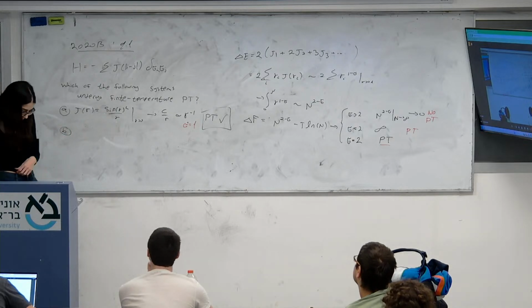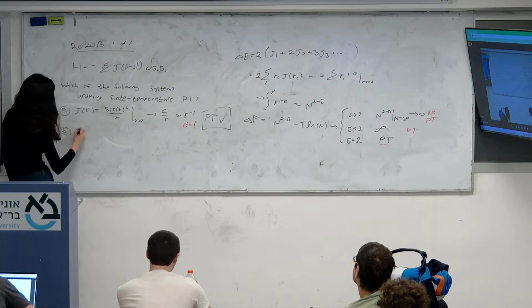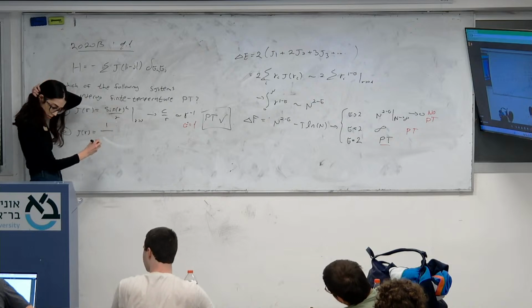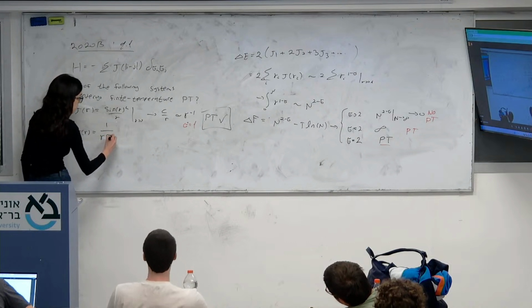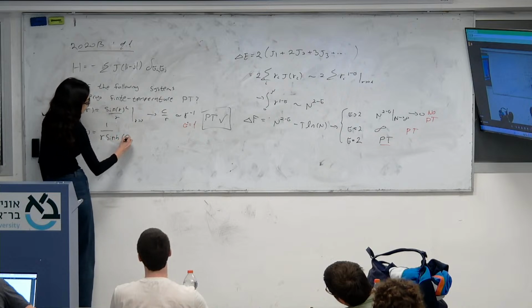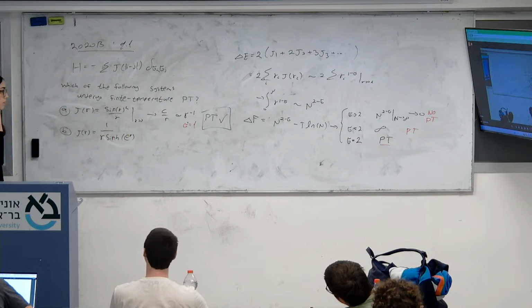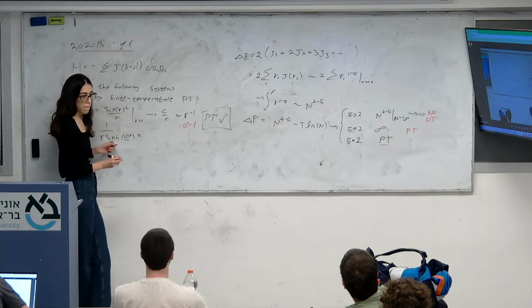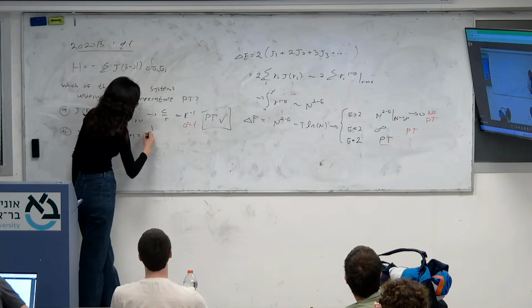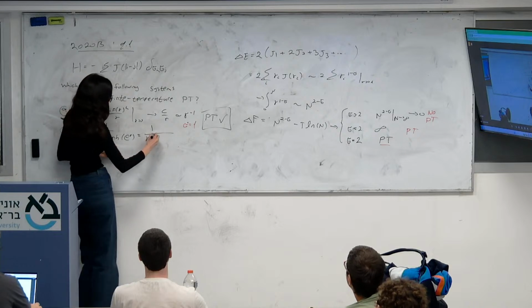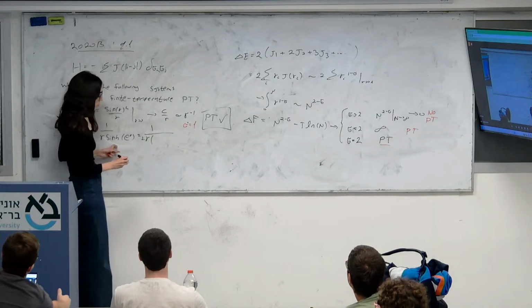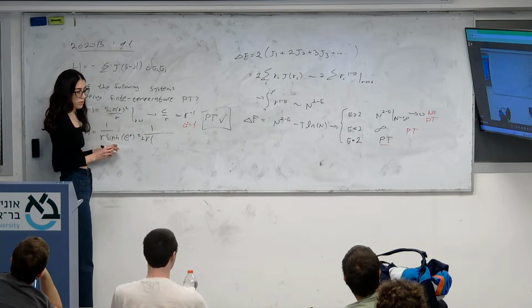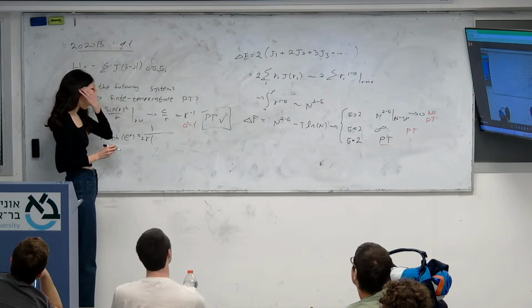Okay, second one is J of r equal to 1 over r times hyperbolic sine of e to the power r. So it's like e to the r. It's like saying it has infinite sigma.